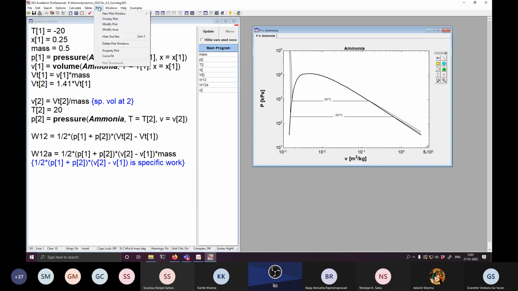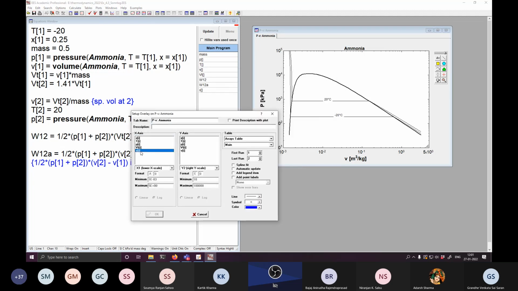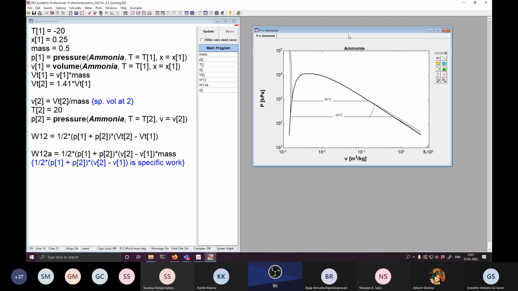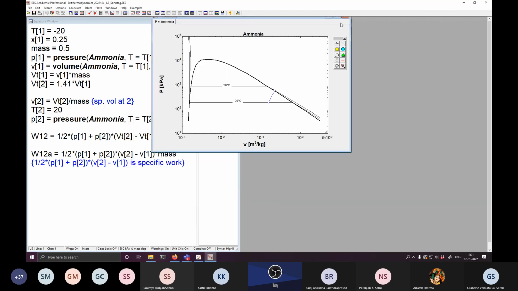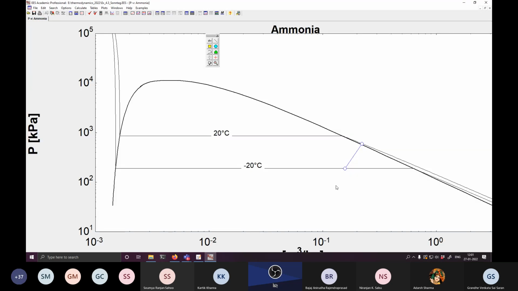Now I will go to plot, overlay plot. On the x-axis, I will plot the specific volumes. On the y-axis, I will plot the pressures. And the line will be connected by means of a blue line. So I click on OK. And this is how the plot looks. It's going from this point to this point.